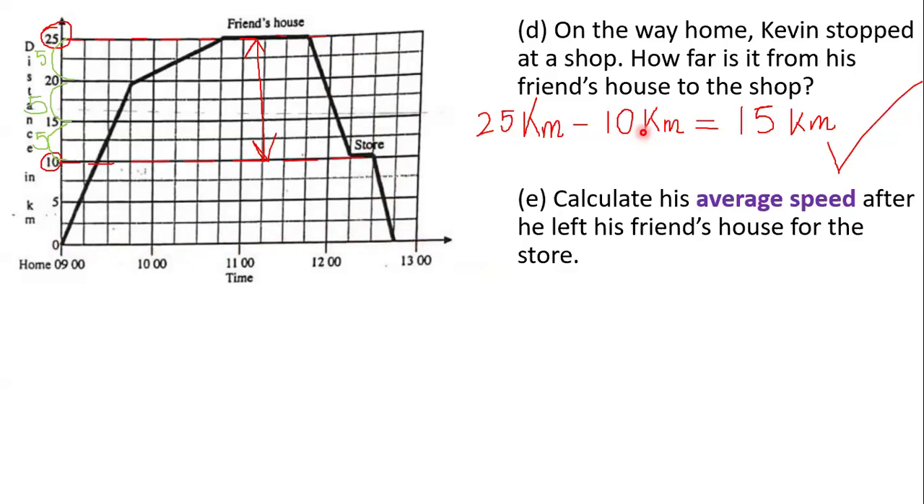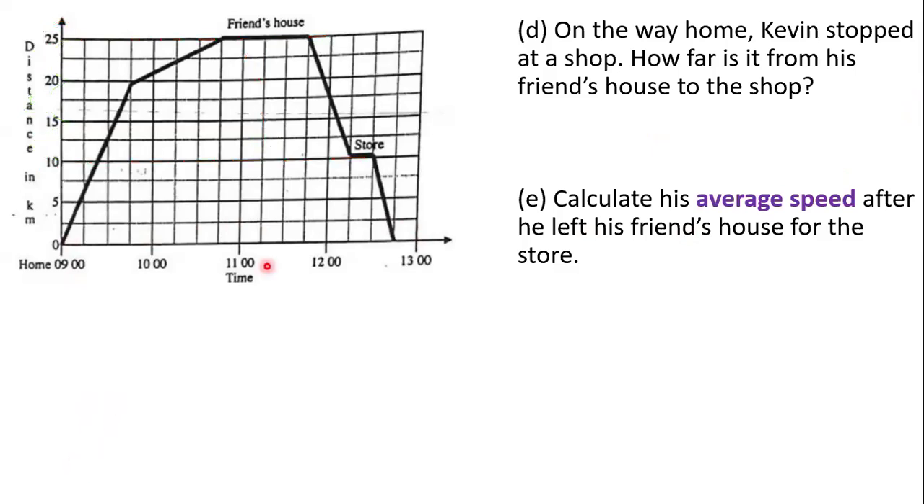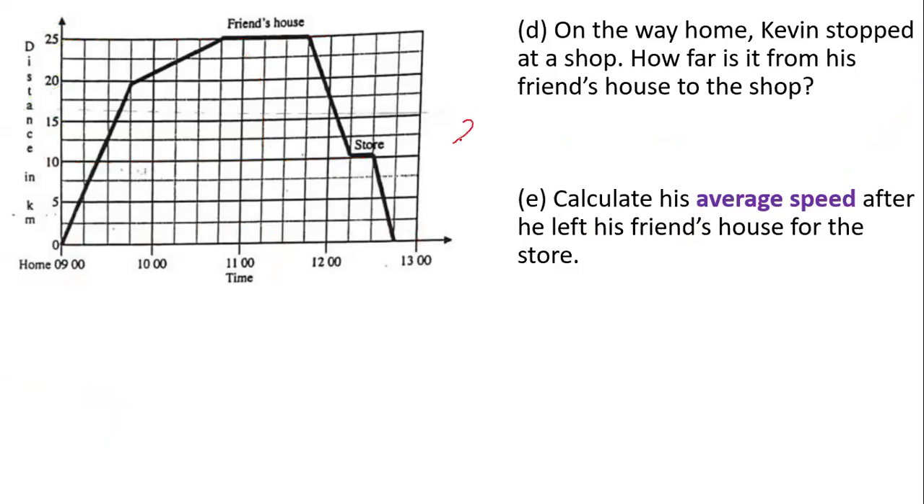Okay. Now calculate his average speed after he left his friend's house for the store. So we should be able to do this with our eyes closed, right? Because we know what average speed is. By the way, let me do this one again, give y'all a chance to think about that. What is average speed? Did anyone get this average speed while I was talking?